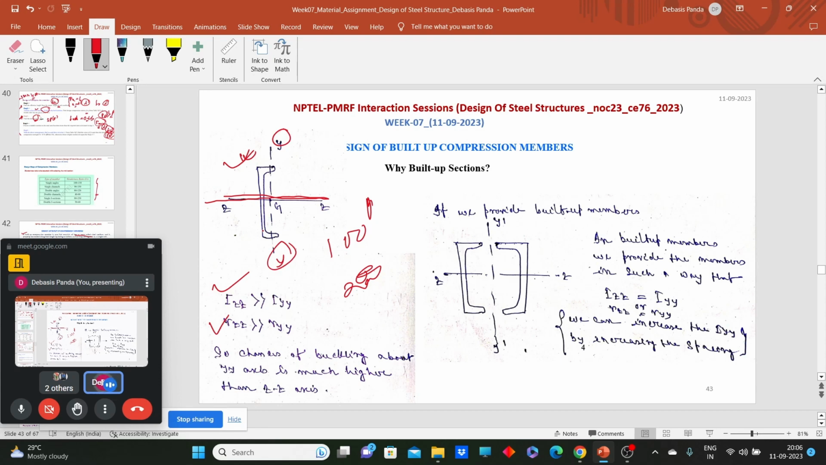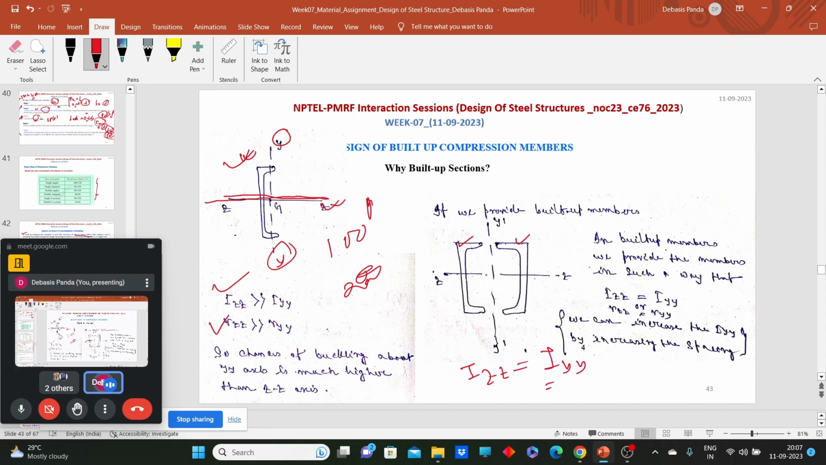Now the case is if we need to transfer more load, that means about the ZZ axis it can transfer more load, but it has one problem: it has one weaker axis, and the weaker axis radius of gyration is less. So what we can do, if we arrange these two channels like this, or we can arrange in a different manner. The point is if we arrange them in such a way that our IZZ will equal IYY.